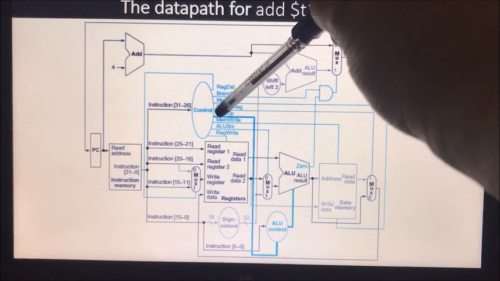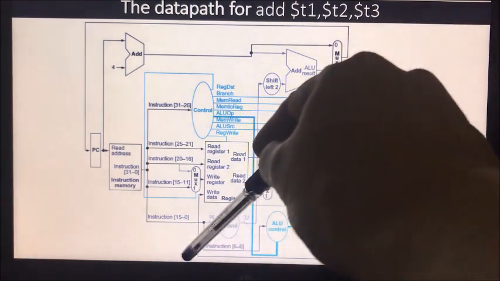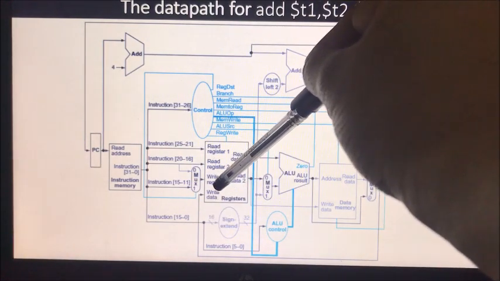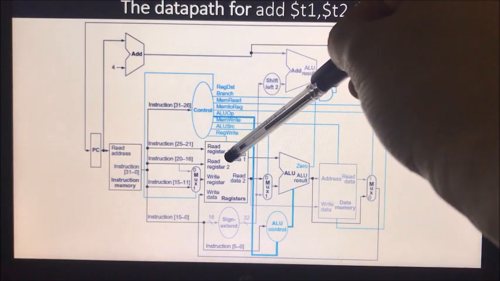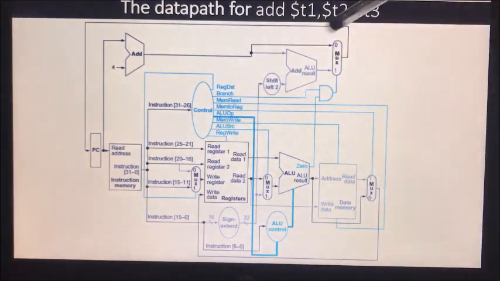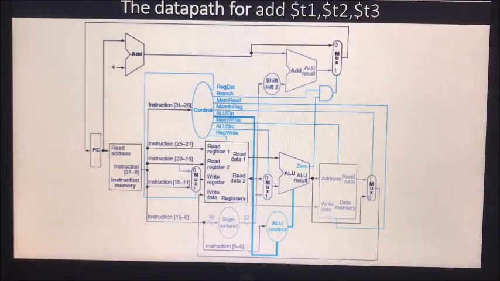So the ALU result will be given directly as an input to this multiplexer, and this multiplexer will be getting the control signal memory to register from the control unit, and the output of the multiplexer will be given as write data. Already the write register is selected. By giving the register write signal, this data will be written into the T3, which is selected as the write register. This completes the operation of your addition.